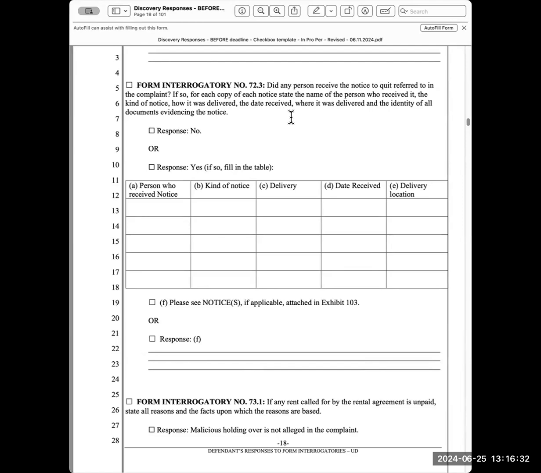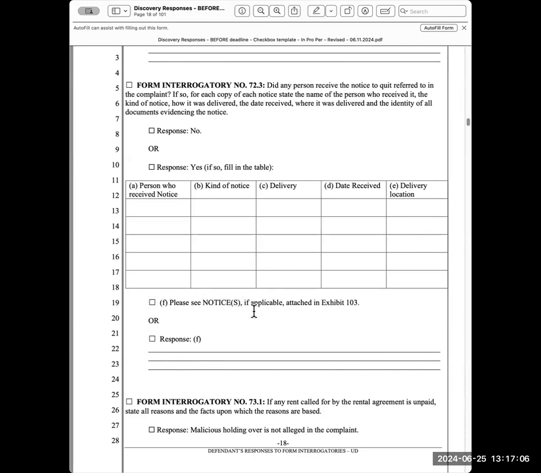If it is attached, for each copy of each notice, state the name of the person who received it, the kind of notice, how it was delivered, the date received, etc. You'd check here and fill out the chart. Sometimes landlords get very notice happy, and you can put the notices they posted, the kind of notice, how they were delivered, the date you received them, and where they posted it, on the door, mailbox, wherever. You're going to indicate it here.